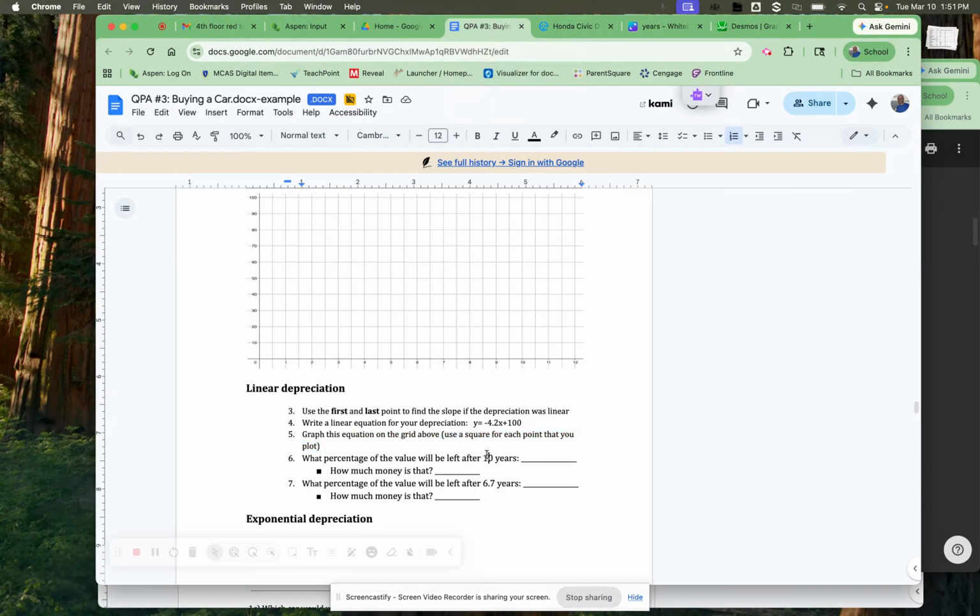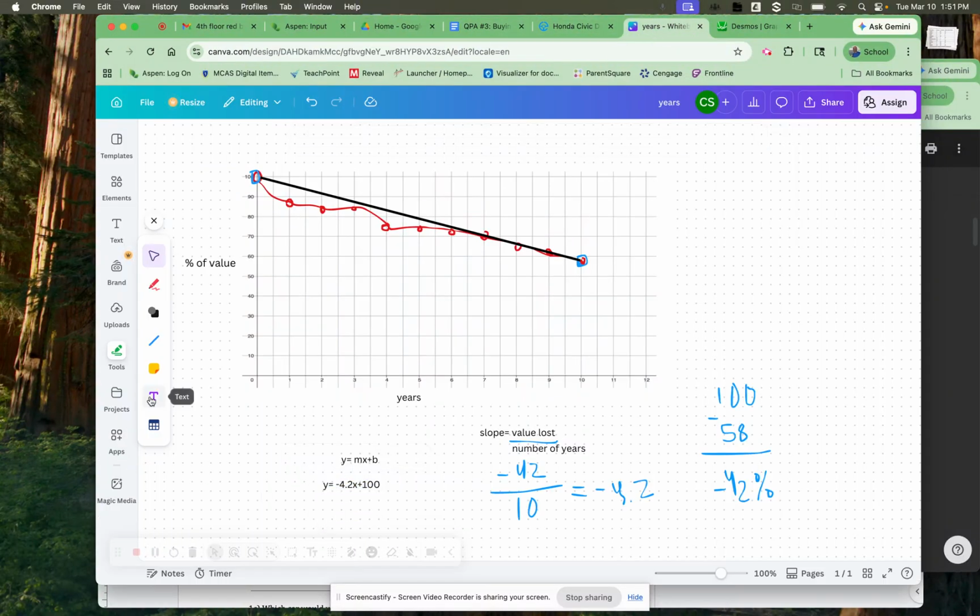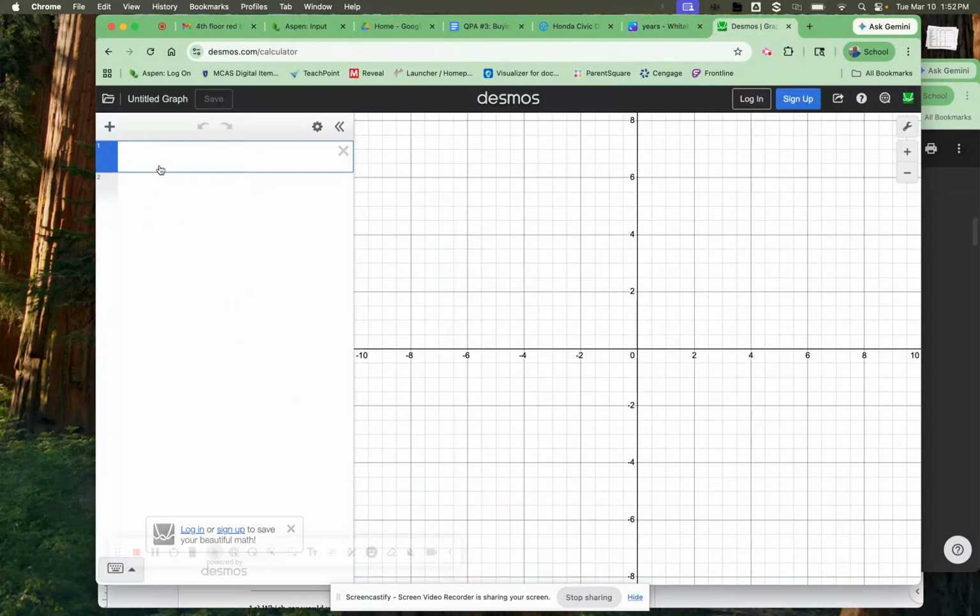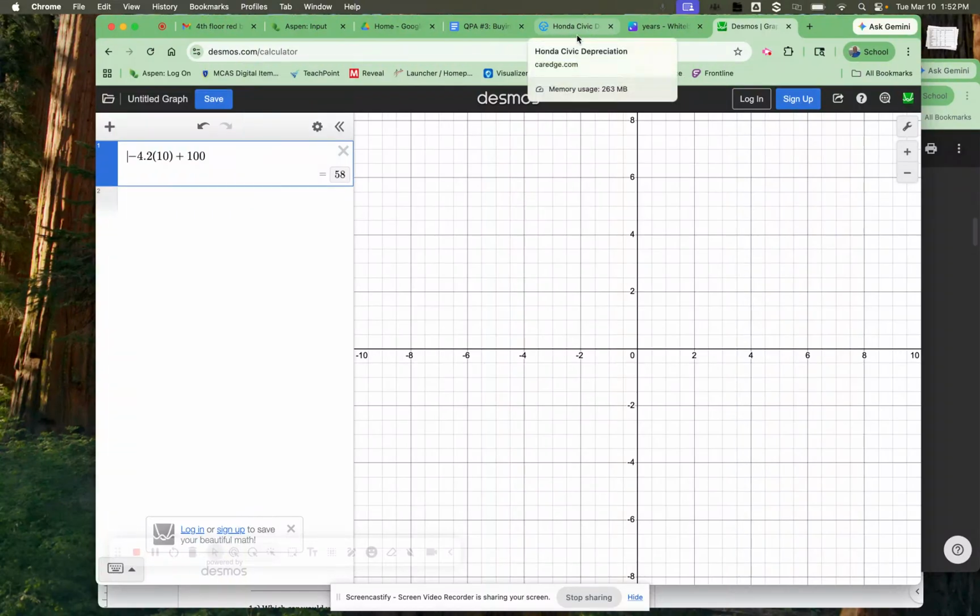And what percentage will be left after 10 years? So I'm going to take my equation, y equals negative 4.2x plus 100, and instead of x, I'm going to put 10. I'm going to go to my calculator. So negative 4.2 times 10 plus 100 equals 58%.